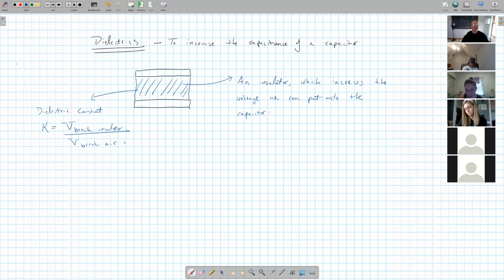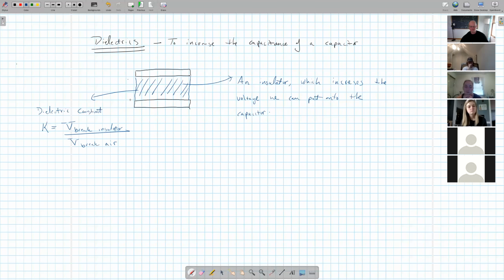So the dielectric constant is a number which is dictated by the type of insulator that I have. So different insulators will have different dielectric constants. For example, plastic has its own dielectric constant, wood has its own dielectric constant, and so on. So again, this is some sort of insulator which is placed inside of the capacitor to increase the capacitance, which also allows for a greater potential to be put onto the capacitor. Since the potential becomes bigger, that means we can also put more charge onto it as well.